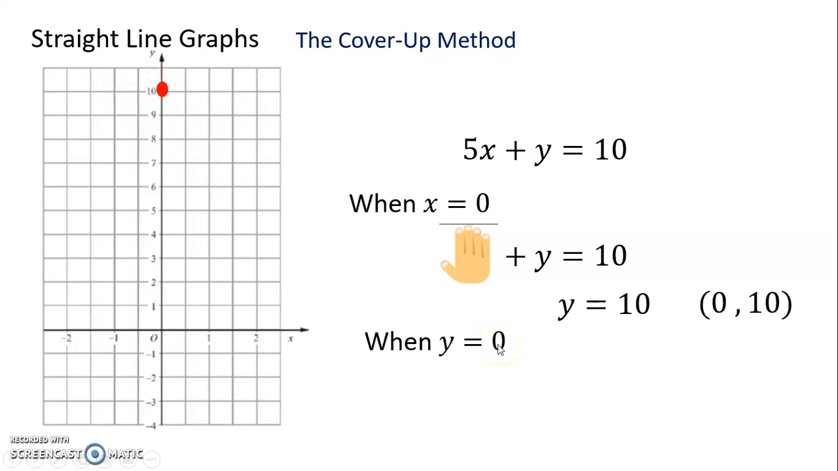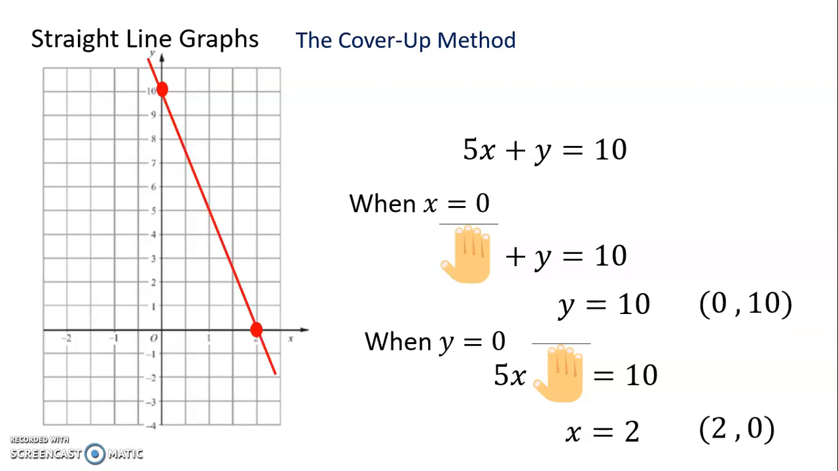And now I'm going to think about what happens when y equals 0. So I'm going to cover up the y's, and that gives me 5x equals 10. And I can divide through by 5, and that gives me x equals 2. So my coordinate is going to be 2, 0. And I can plot that on the screen. And now I can join those two coordinates up, and that gives me my graph.